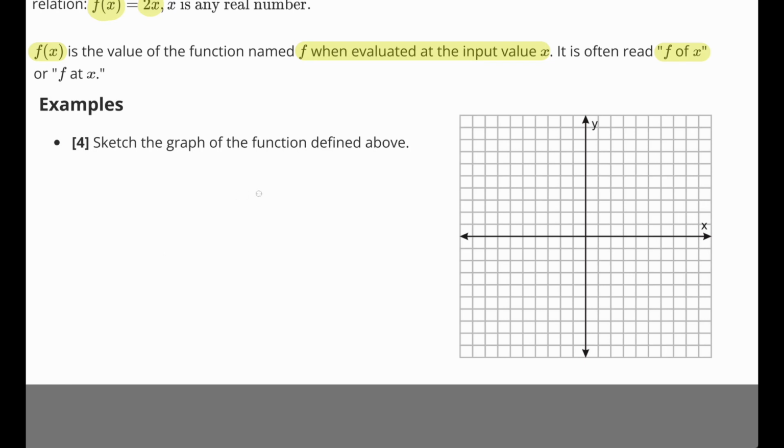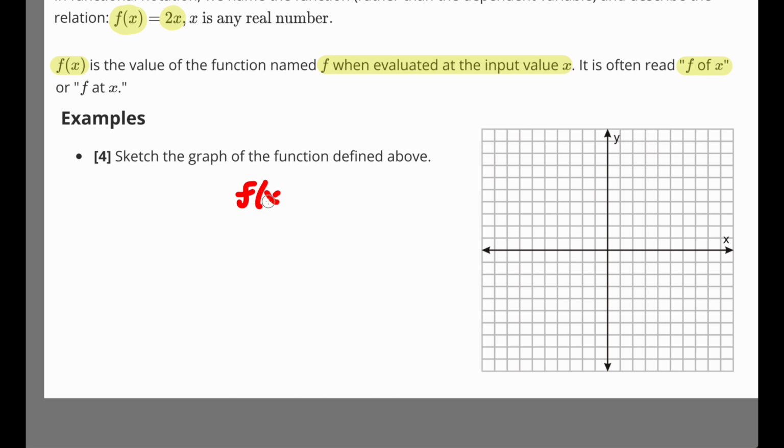All right, next it says sketch the graph of the function defined above. So the function defined above is f of x equals 2x. I'm going to sketch a graph of this. To sketch a graph of this, we are going to need some points. I'm going to make an xy table, so this is a little bit more organized. And I'm going to pick some easy values like 0, 1, -1, and plug those in as my x values here.